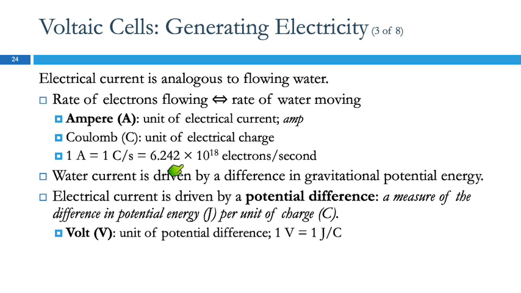Right, well, that's kind of a random number. Yeah, they chose that for other reasons, and we're not going to get into that. And you don't need to memorize that number. But just know that a coulomb is a big number of electrons.